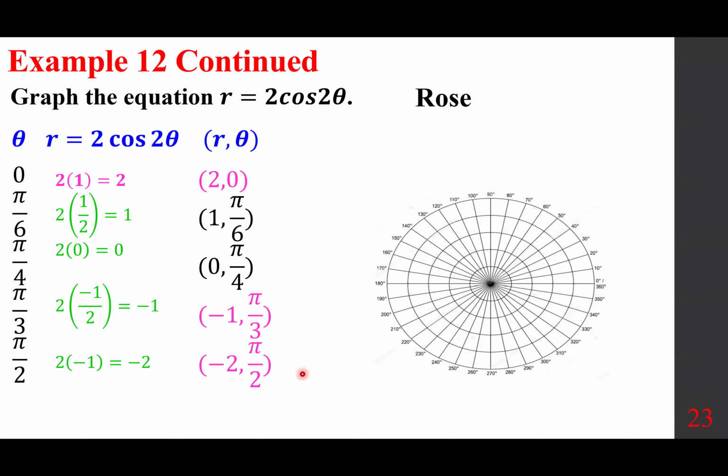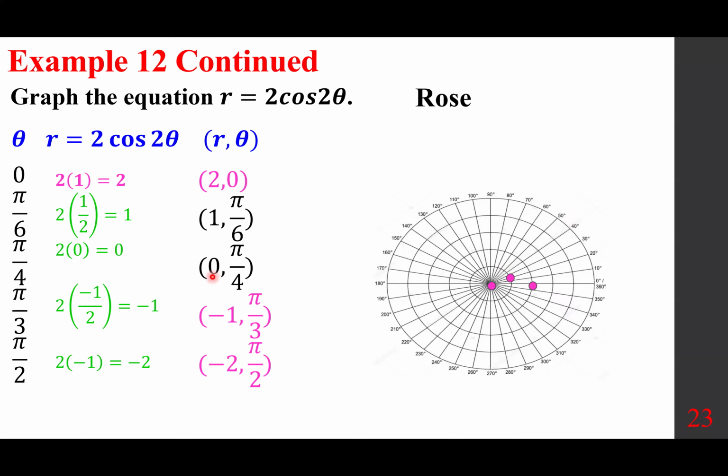So if we plot those, for example, (2, 0). This is the 0 degree, and you go 1 and 2 tick marks. Pi over 6 is 30 degrees, and we go 1 tick mark. Okay, there. Then 0 and pi over 4. Pi over 4 is 45 degrees in between, and we get 0. Oh, this is interesting. I didn't notice the 0.